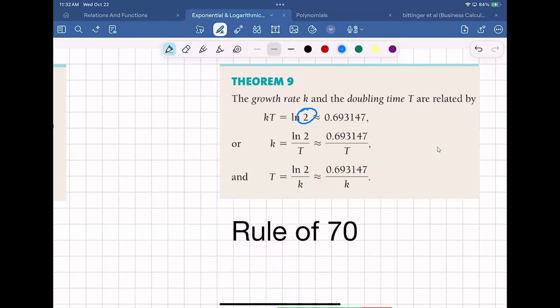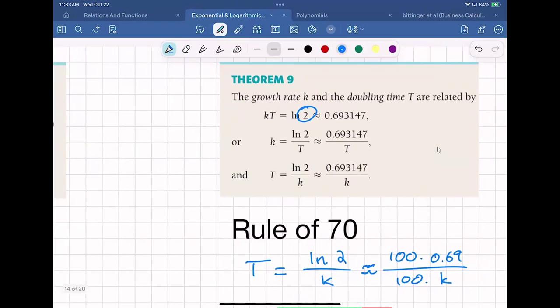What am I trying to write? Sorry, the doubling time is what I'm trying to say. If you take this right here, this will give you how long it'll take for something to double, right? Using this situation, you say, hey, this is about 100 times that 0.69 all over 100 times whatever your rate is. Okay, the natural log of 2 is where the 0.69 is coming from.